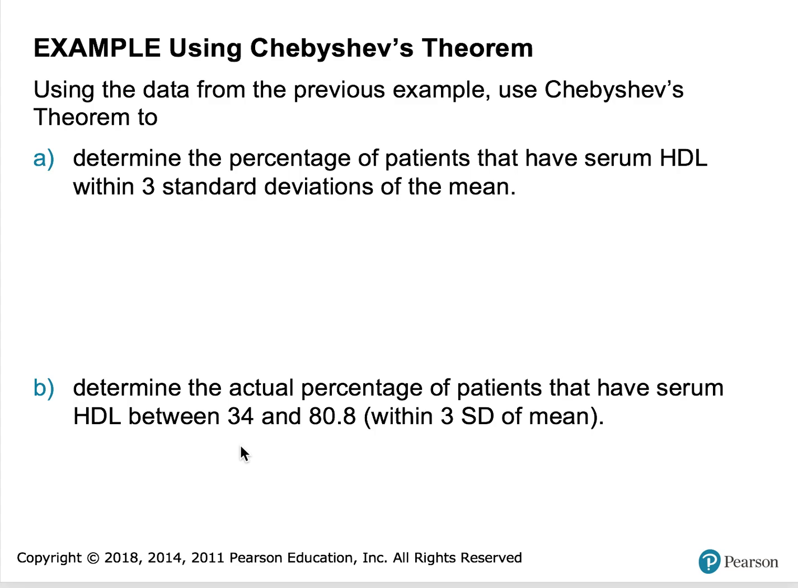So let's see what that means. Use the data from the previous example. Use Chebyshev's theorem to determine the percentage of patients that have serum HDL within 3 standard deviations of the mean. Within 3 standard deviations of the mean.